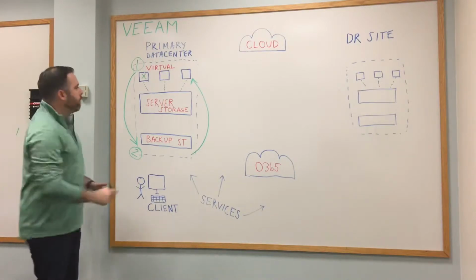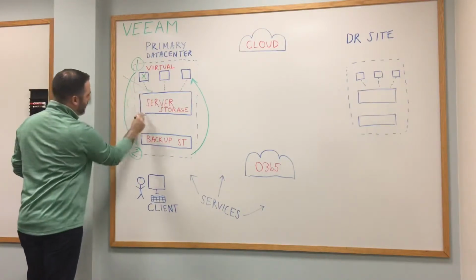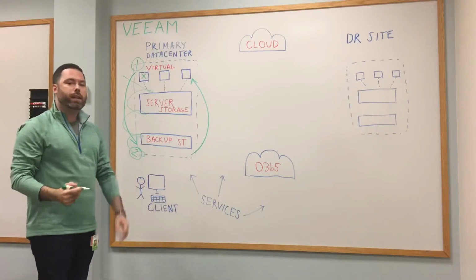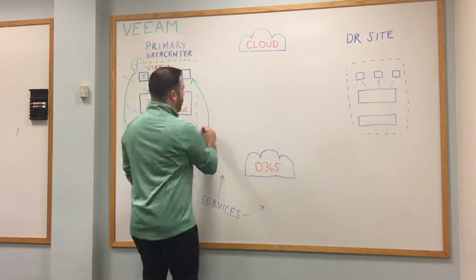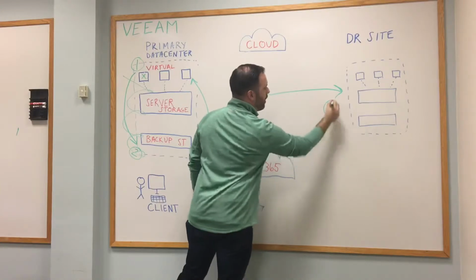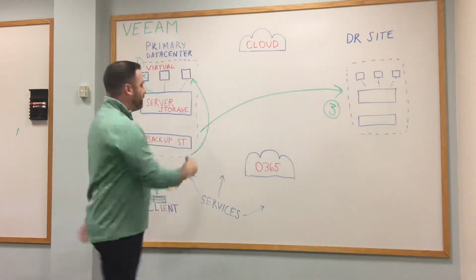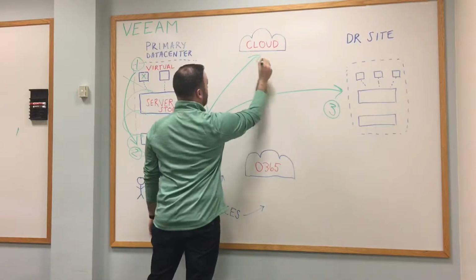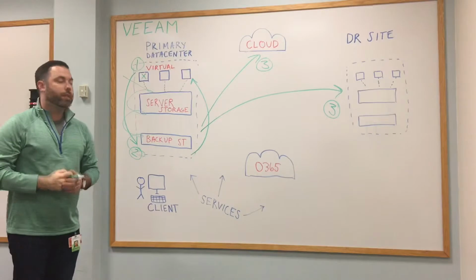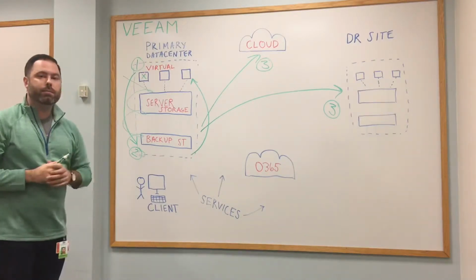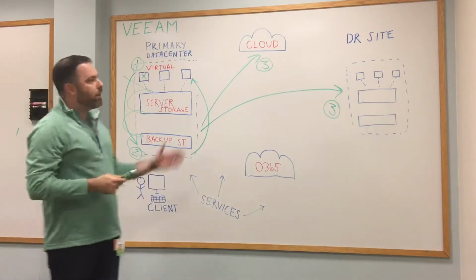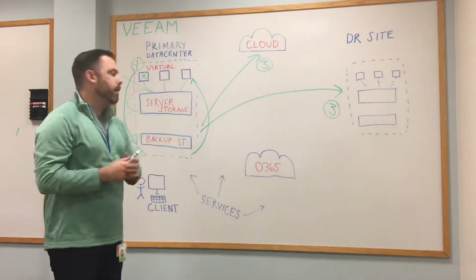Simple enough, right? But what happens if this entire environment gets hit by, say, a tornado? We need to create a third copy of your data, and that's where Veeam comes in with replication, allowing you to take your data and create a third copy in your DR site, or perhaps, like most customers, in the cloud. Again, if we lose our primary data center, we have our clients down here that can still access all that important critical data off of their DR site.